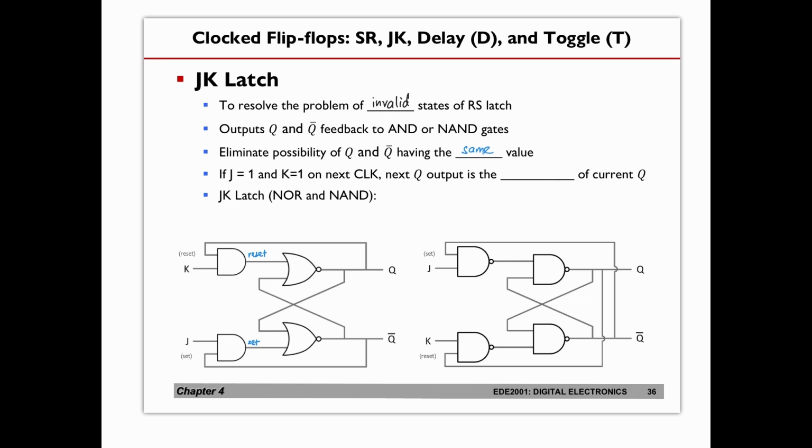Then when J equals 1 and K equals 1, on the next clock the Q output will be the complement of the current Q output. There are going to be two versions here: this is the NOR version and this is the NAND version. Let me finish by writing. The set and reset are based on the previous SR latch, the NOR version and the NAND version. Now I'm going to go through how a JK latch works.